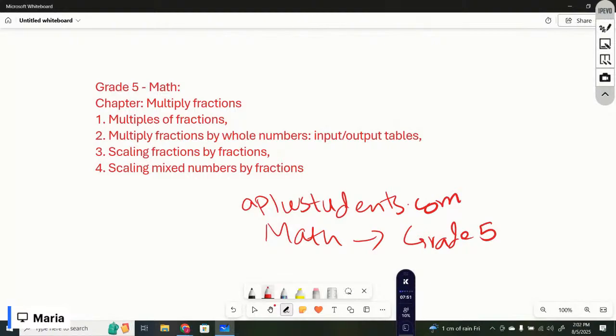We're going to start with the chapter multiply fractions. The lessons we're going to cover today are multiples of fractions, multiply fractions by whole numbers in input-output tables, scaling fractions by fractions, and scaling mixed numbers by fractions. So please make sure you have your notebook and pencil so that you can note down the important examples and definitions as well.